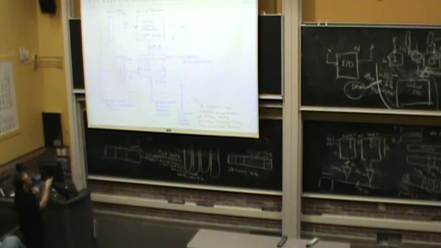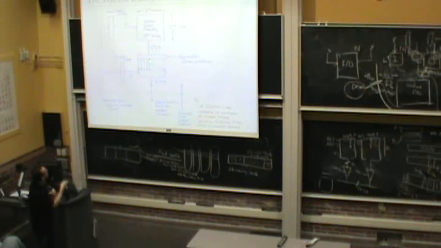And remember that the row read was destructive, right? Because we discharged the capacitors when we read the entire row. How many capacitors did we discharge here? The 2^10 by 8 capacitors. Okay?